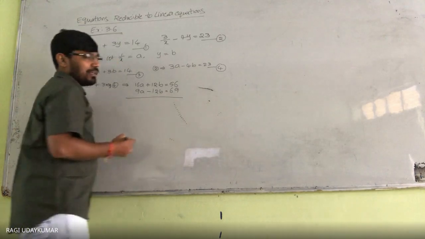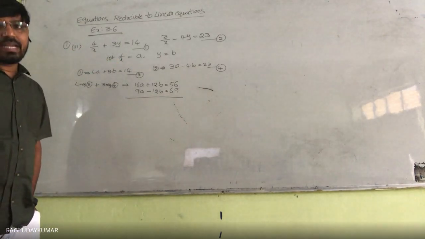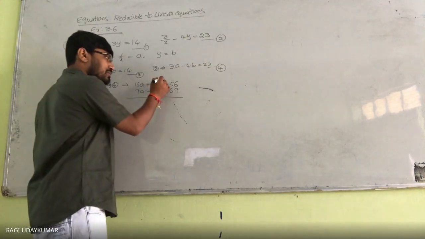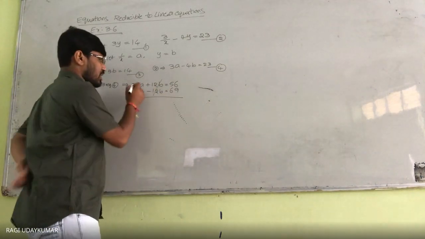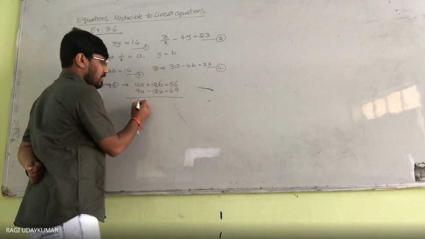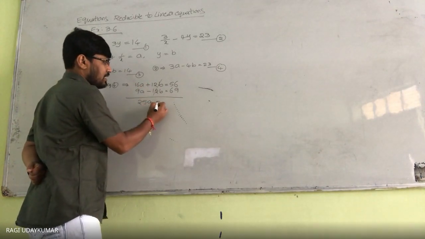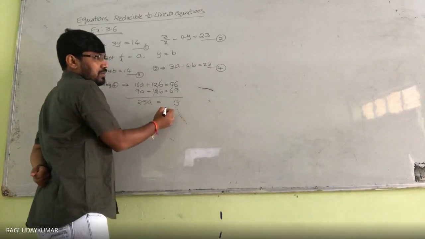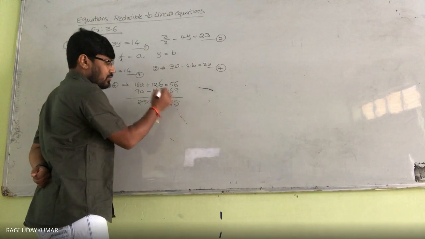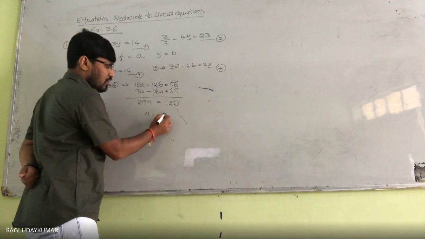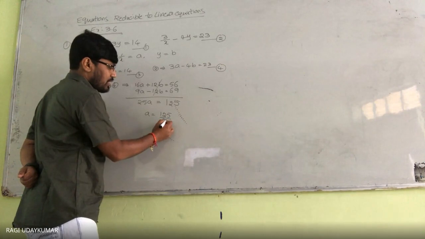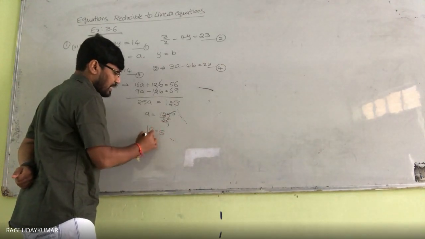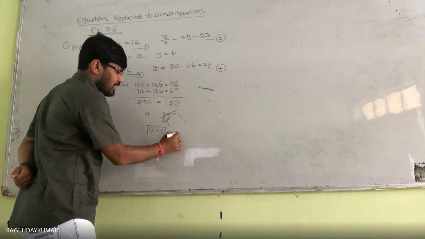So what to do here? We need to add them, because we want to eliminate b. So no need of changing the signs here. The b terms eliminate over here. 16a and 9a, we are going to get 25a is equal to 125. a is equal to 125 by 25. 25 ones are 25, 5. a is equal to 5. This is a equal to 5.